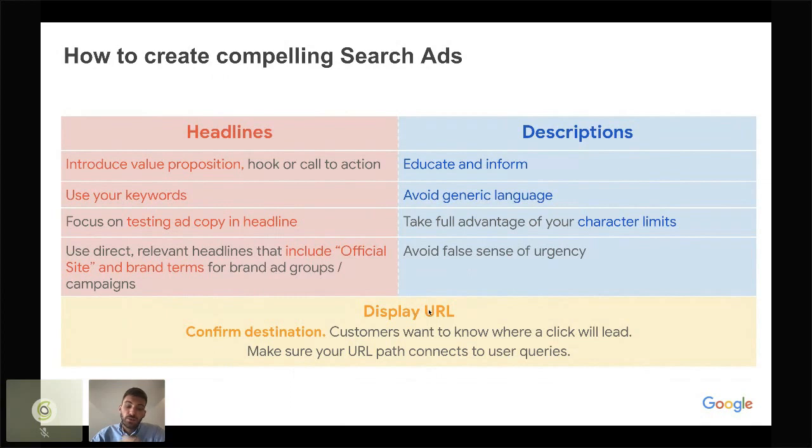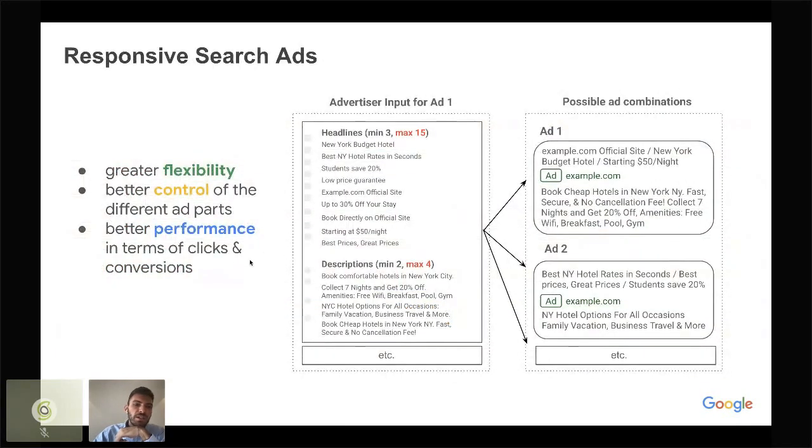And when it comes to the displayed URL, it's a confirmation destination for the user, understanding that he or she is clicking on where he wants to click, in a way. Apart from the regular search ads, we also have the responsive ones, where you're being given the opportunity to put even more headlines for the algorithm to optimize, and even more descriptions. So you're given a greater flexibility, control of what you are showcasing, and we've seen that these ads have improved performance.